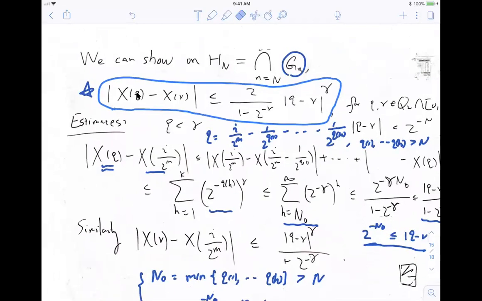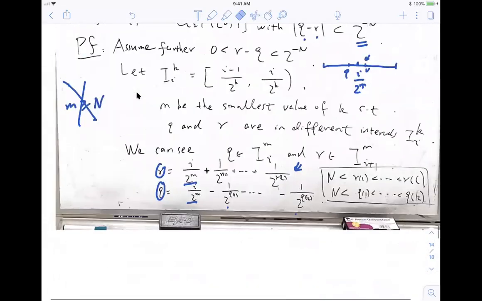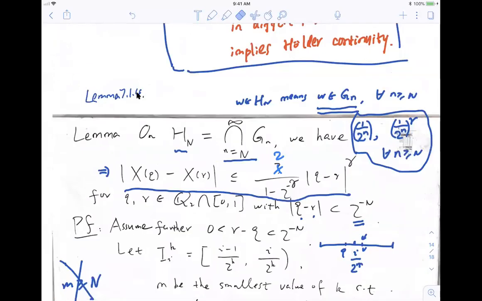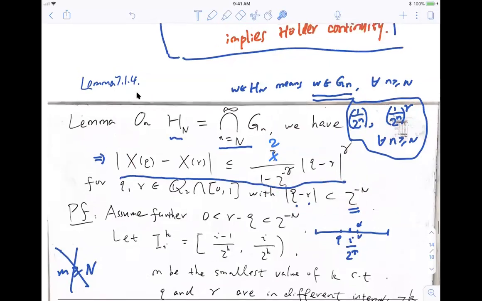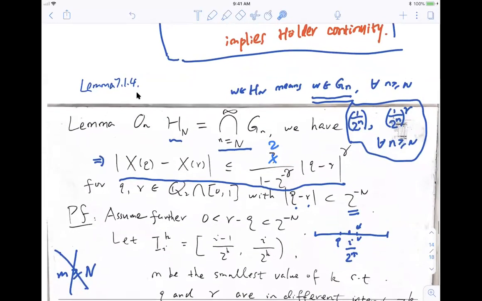So if we sum up, what do we get? We said in the beginning, if a trajectory is chosen in all Gn, for n bigger than capital N, that means in different scales the oscillation is no bigger than this. Then we have Holder regularity for all Q, R that are close like this. Okay, so this is a lemma. This lemma almost completes the proof, but we need to sum up.